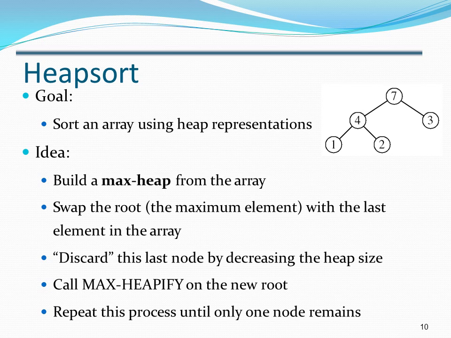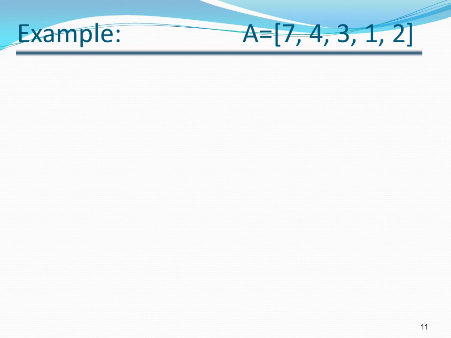The procedure is, in the first step you build a max heap, then swap the root element with the last element. After that, discard the last node. Then for the remaining elements in the heap, do heapify. Since the root is changed, do the heapify procedure again. Repeat the process until the heap contains one node.